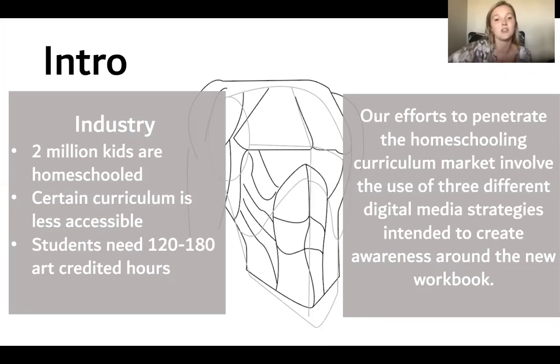Our efforts to penetrate the homeschooling curriculum market involve the use of 3 different digital media strategies intended to create awareness around the new workbook.